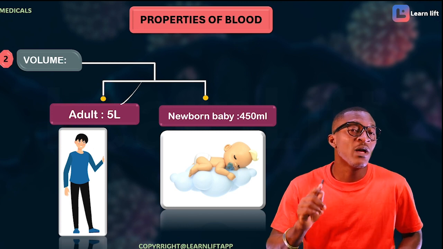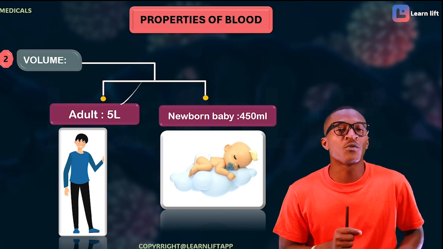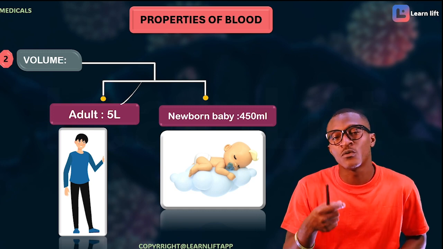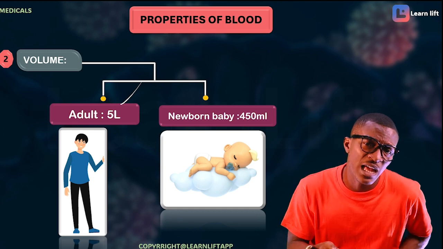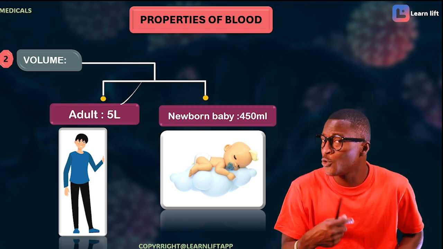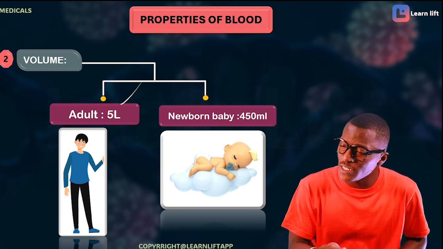Are you with me? 450 milliliters. Now, this is the volume of blood. Don't forget, an adult has 5 liters of blood, while your newborn baby has 450 milliliters. Take note that some will tell you that adult is 5.5 liters. But the normal recommendation is between 5 liters to 5.5.